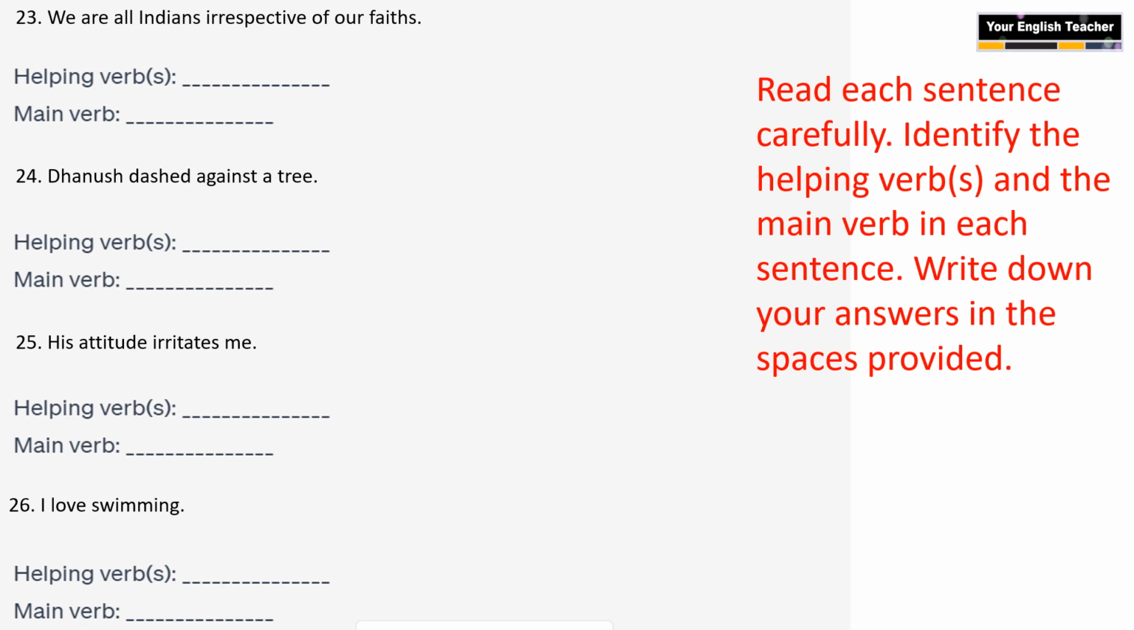And here there is no helping verb. When there is only one verb standing in the sentence, that means that is always the main verb. There is no other verb in the sentence. You can see that. See, Dhanush dashed against a tree. Here also no helping verb. Only the one verb is there, dashed, and that is the main verb. Here no helping verb. What is the main verb then? Irritates. I love swimming. Here no helping verb and the main verb is love.